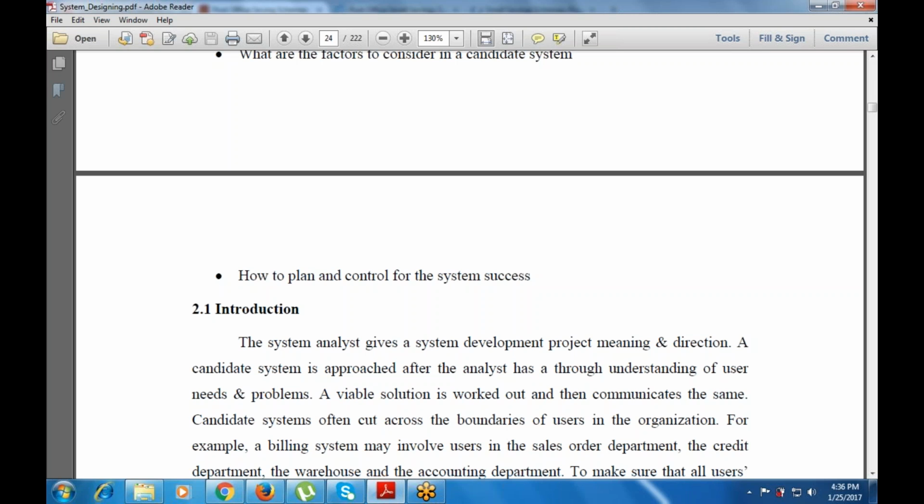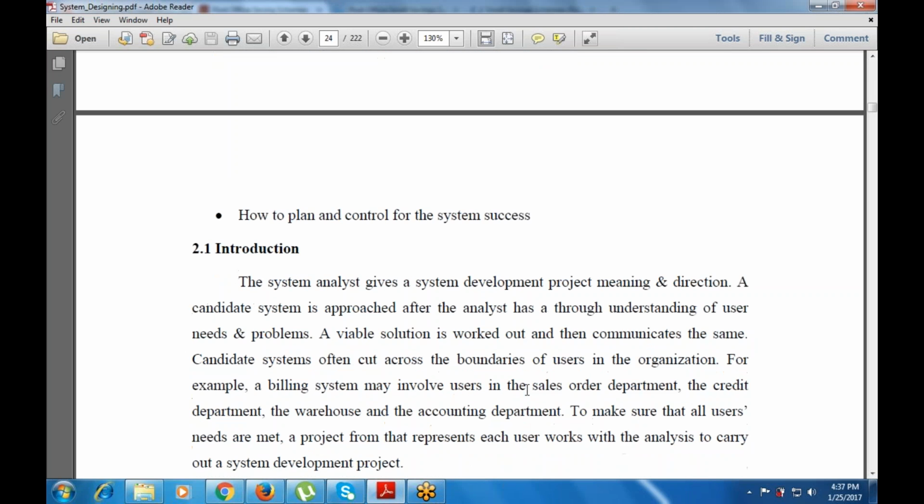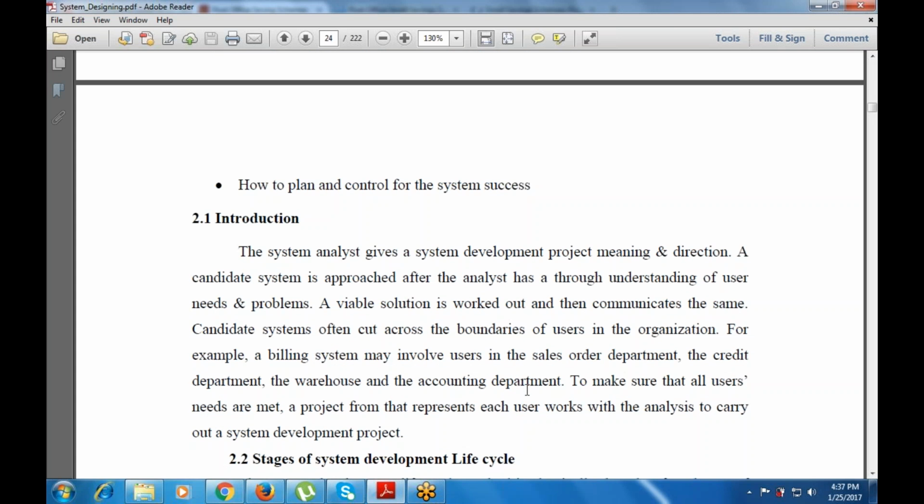So this is available with the data that is used with the content that is available within the concept. So there's the introduction about SDLC. When we say the system analysis, this system analysis will be used as a system data that gives a system development project meaning and direction. And the candidate system is approached after the analyst has a thorough understanding of the user needs and the problem. And the viable solution is worked out and then communicated.